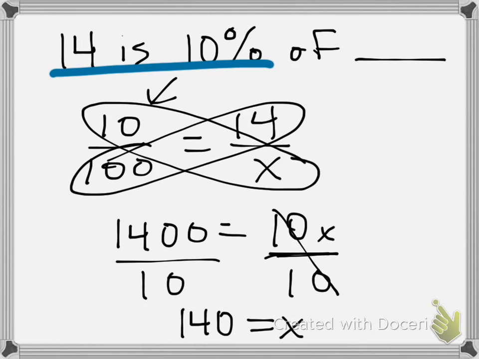Alright, so why don't you try numbers 6 through 11 on that same page, and then when you're done, raise your hand and you can get those checked.